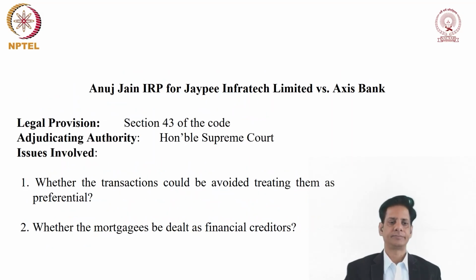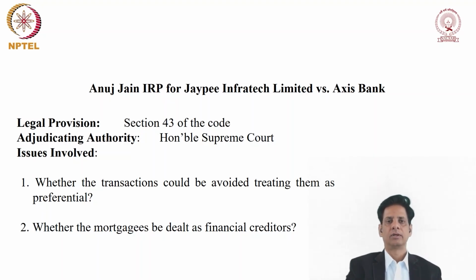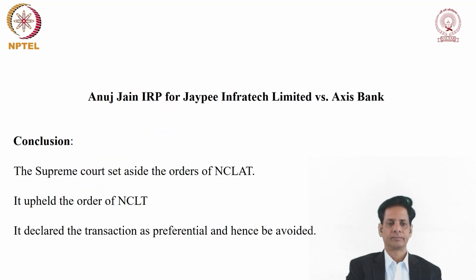What happened after that? There are two issues that are cropping up. Issue number 1, whether the transactions should be avoided, treating them as a preferential transaction. Issue number 2, whether the mortgagees who got this preferential treatment shall be dealt with as financial creditors, or shall we completely call them illegal claims and treat them as unsecured creditors. Two very, very critical issues that cropped up from this case, and let's see what happened at the time of conclusion.